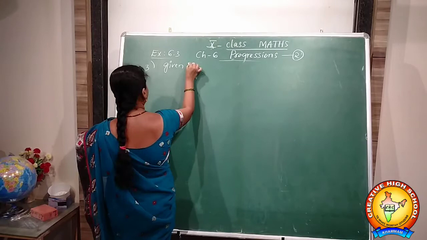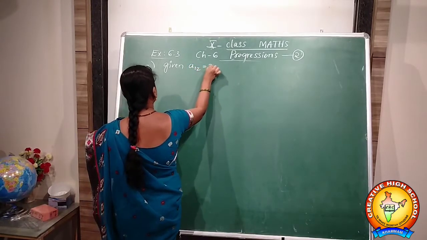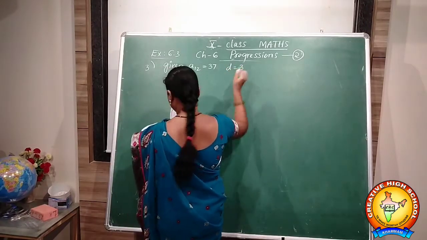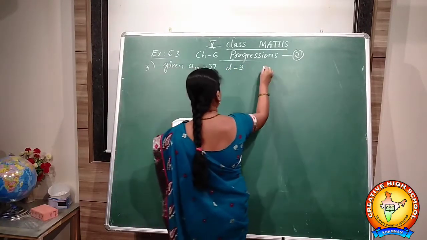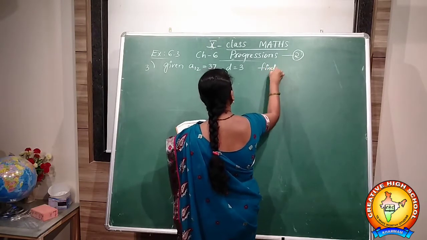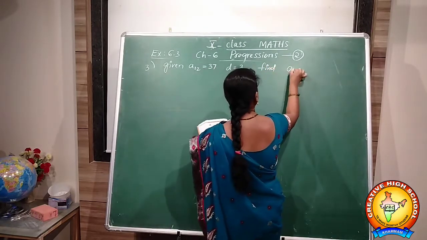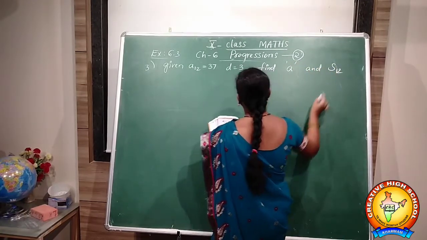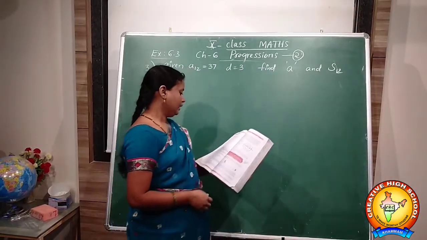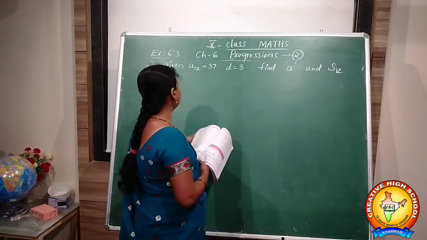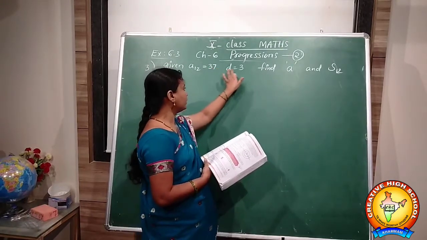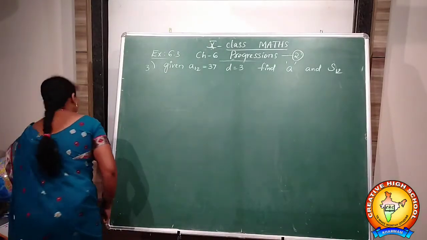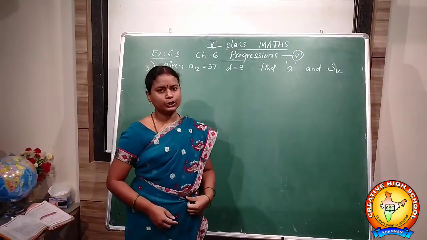Given that a12 is equal to 37, d is equal to 3, find a and S12. Given that a12 is equal to 37, d is equal to 3, by using this information, we have to find the a value and the S12 value.